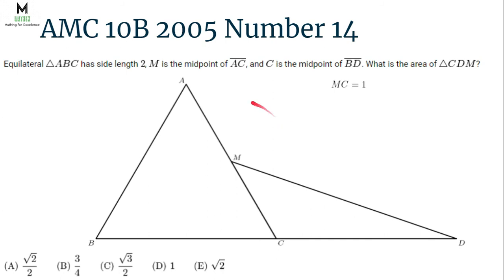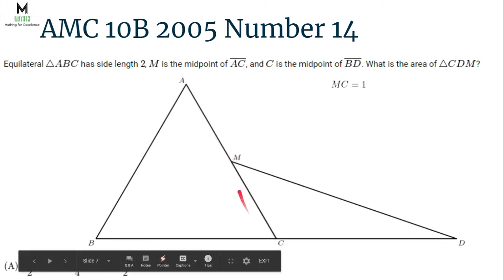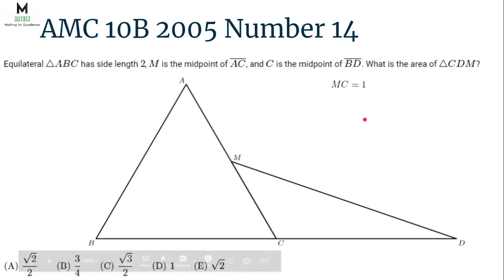It tells us in the problem that M is the midpoint of AC. And since we know it's an equilateral triangle with a side length of 2, that would mean that MC is equal to 1 as stated here. It also tells us that C is the midpoint of BD. So if it's a midpoint, that means that BC and CD have equal lengths. So if BC is 2, CD is also 2. So we already know 2 of the side lengths. Now we just need to figure out the angle, MCD.